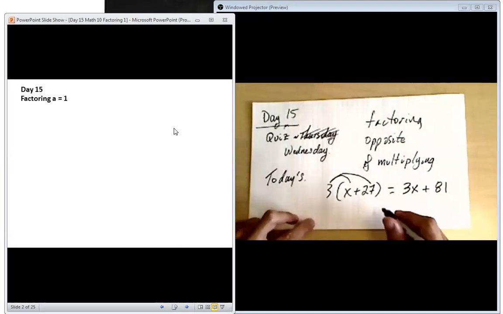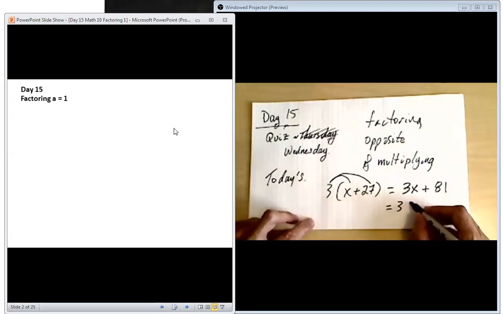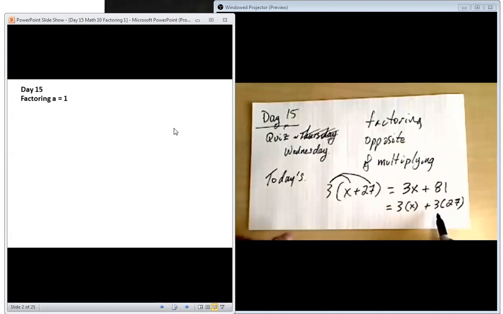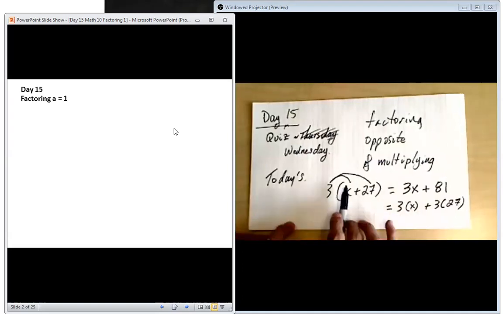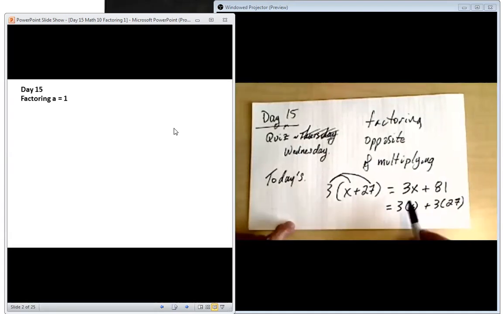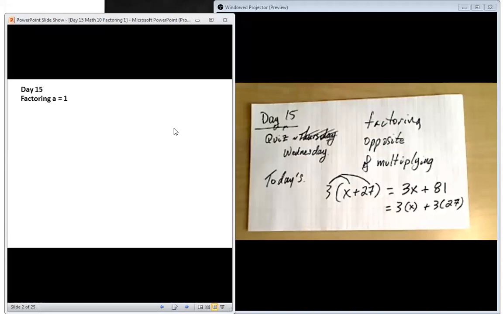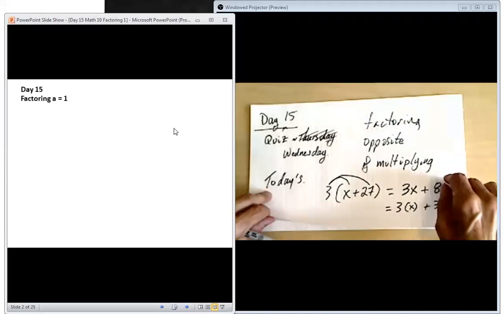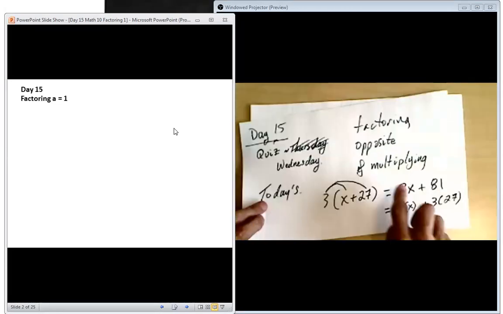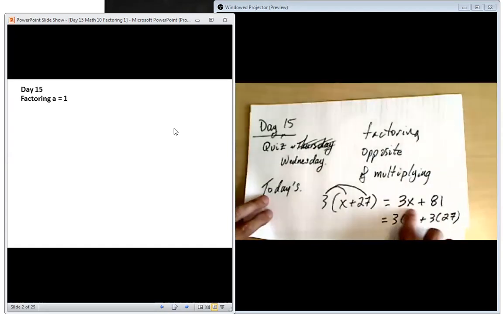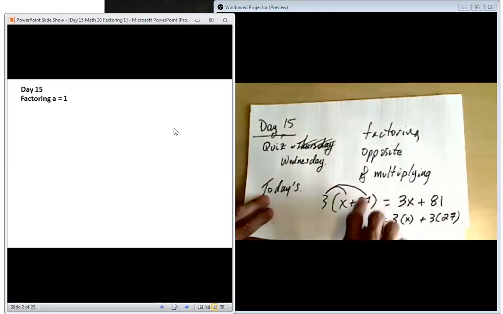Times it. So as a middle step, I could show it's going to be 3 times the x and then plus 3 times the 27. See, when there's no symbol in between, it means times, right? So you show the rainbow, times each term, and you get that coming out. Okay. There's another example. This is multiplying, right? So this is our answer. We're going to be going backwards to get this as our answer.